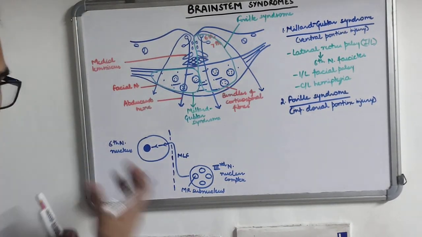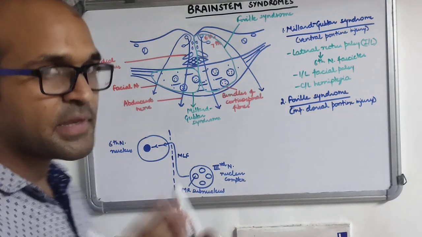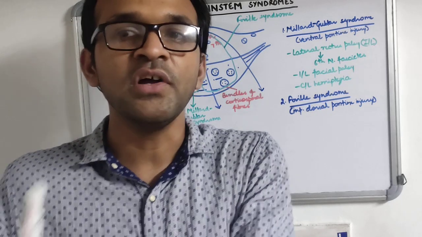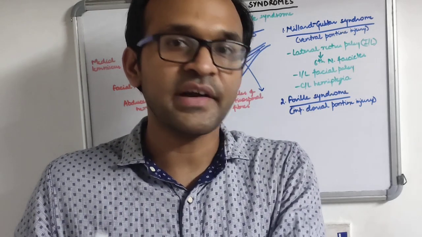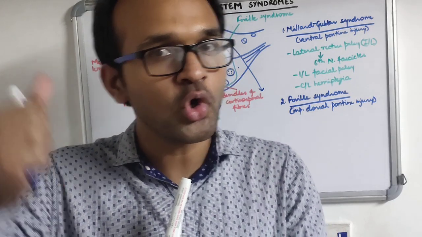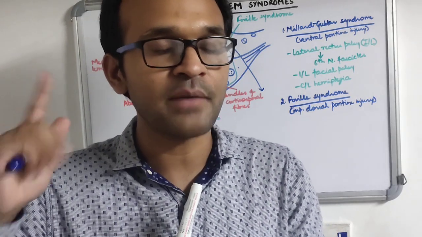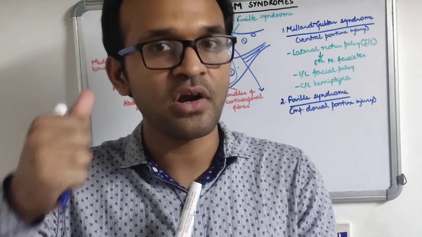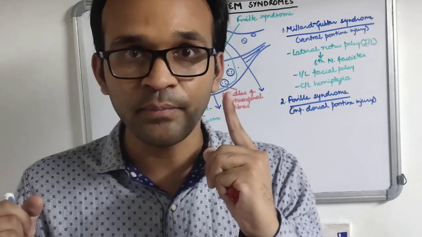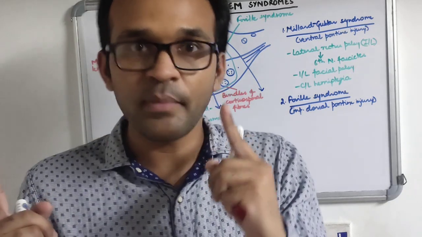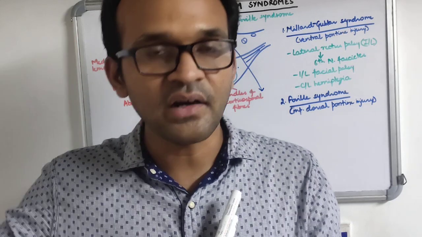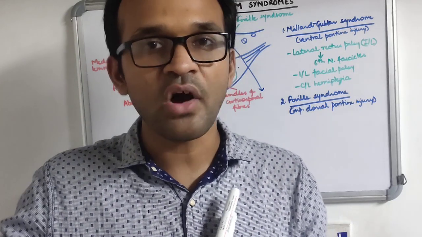Now I will tell you what is the importance of this. Supposing I want a patient to look in this direction, and the abducens nerve is affected on this side, the patient will not be able to look on this side. That means there will be impaired abduction of this eye but preserved adduction of this eye. There is no problem with this eye.